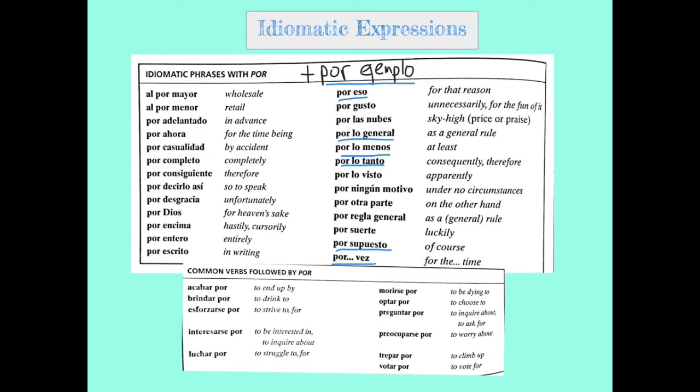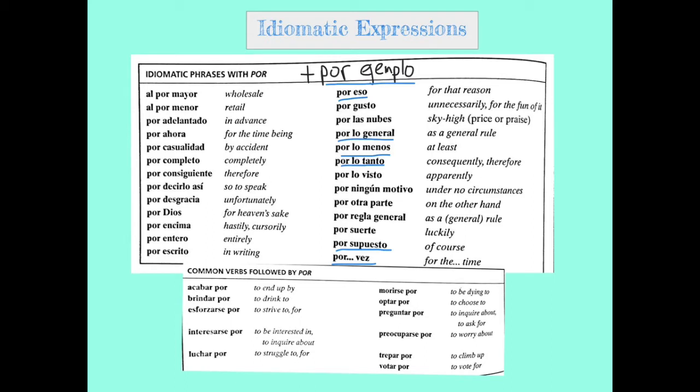So things like por Dios, for heaven's sake, por encima, hastily, por entero, entirely, por escrito, in writing. Por ejemplo, I added because that's a really common one. For example, por eso, for that reason. Por lo general, as a general rule. Por lo menos, at least. Por lo tanto, consequently. Por supuesto, of course. And por vez, where you would have a number in between to say for the number time, so for the fifth time, sixth time, whatever. These are all idiomatic expressions. They're just set phrases that use por in them.